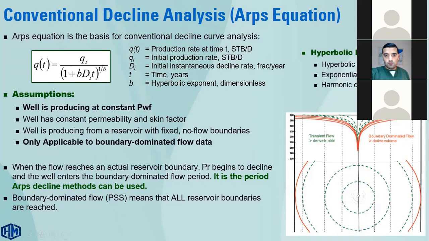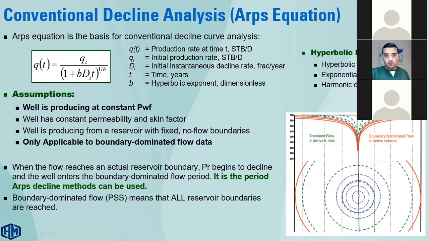Hyperbolic if the value of b is from 0 to 1, exponential if the value of b is 0, and harmonic if b is 1. However, it's important to keep in mind the assumptions of Arps' equation. The main assumption is we consider the well is producing at constant bottom hole flowing pressure, Pwf. In this case, this equation is only applicable to boundary dominated flow or pseudo-steady state flow.